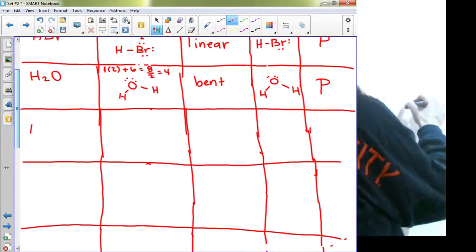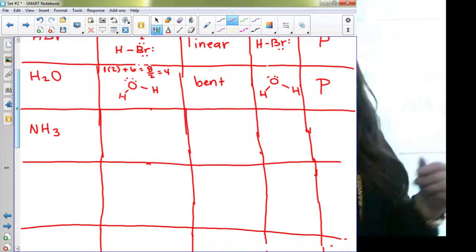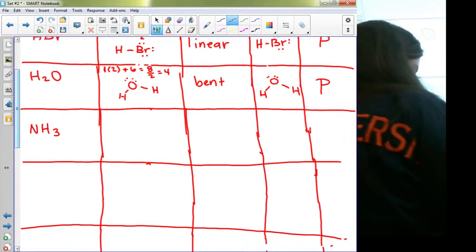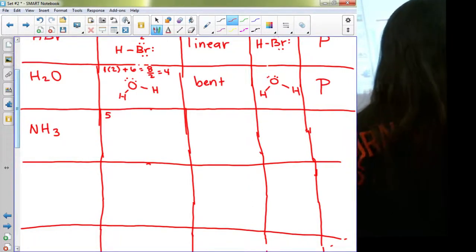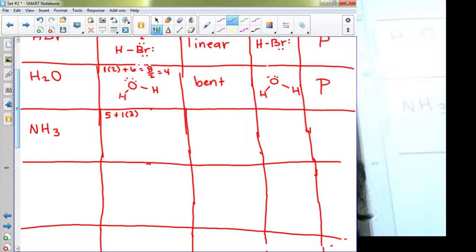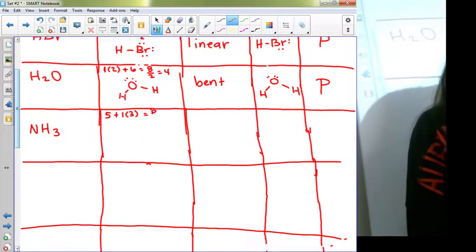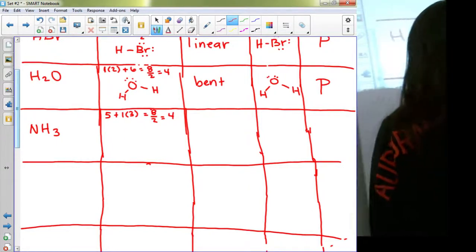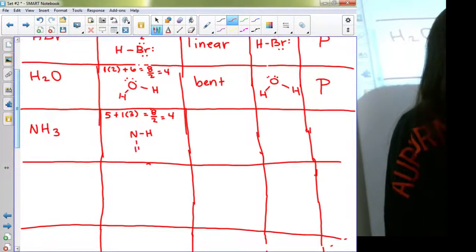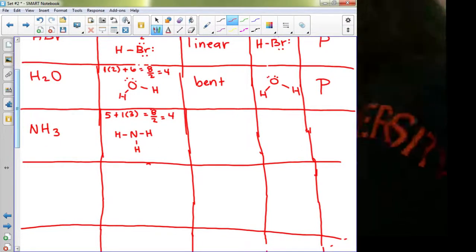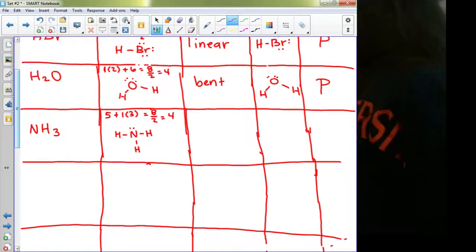Alright, the next one is NH3, ammonia. Nitrogen has how many valence electrons? 5. Hydrogen has 1. 1 times 3. So 5 plus 3 is 8. So we divide by 2 and we get 4. So we're going to put nitrogen in the middle. Show all the hydrogens on it, and then where's that extra pair going to go? On the nitrogen.